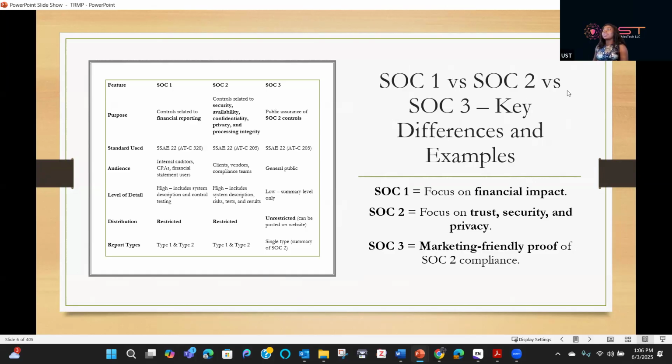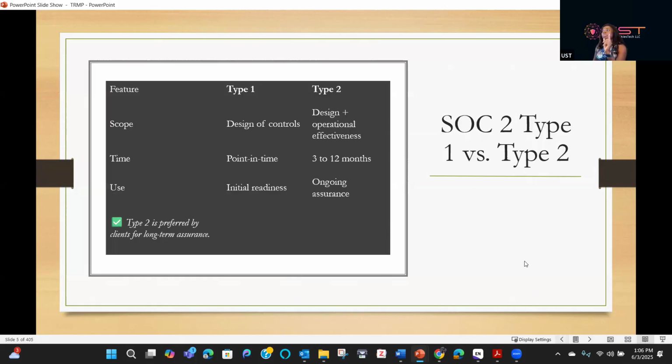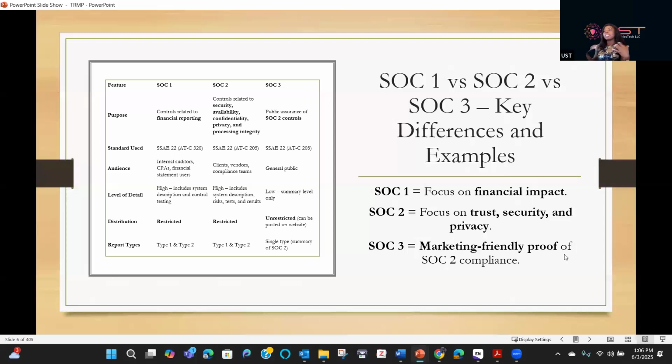So SOC 1 report versus SOC 2 report versus SOC 3 report, key differences and examples. Briefly, what we've just covered here was just between SOC 2 type 1 and SOC 2 type 2, but just talking about the SOC reports in respect of the types, right? For example, we have SOC 1, SOC 2, and SOC 3. Let's look at the purpose. For SOC 1, controls related to financial reporting, and as I said, we won't really focus on that. We will focus so much on SOC 2 report, okay? For SOC 2, controls related to security, availability, confidentiality, privacy, as well as integrity. SOC 3, we said, is public assurance of SOC 2 report, just a high-level summary of your SOC 2 report. And that's why they talk of public.